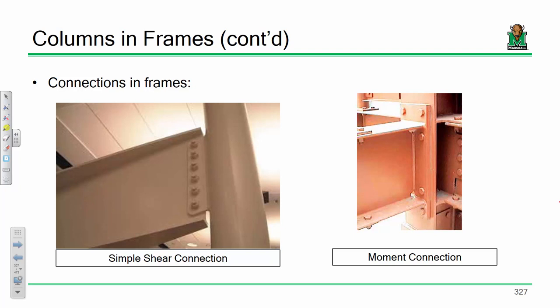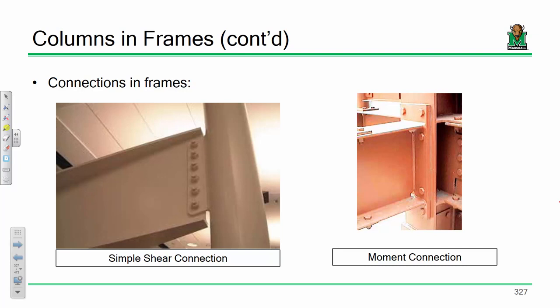So if you want to take this back to a structural analysis point of view, a simple shear connection would be something that would be idealized, maybe something like this, or as a roller. Because if you remember from structural analysis, hinges or rollers can withstand forces, but they can't withstand moments.